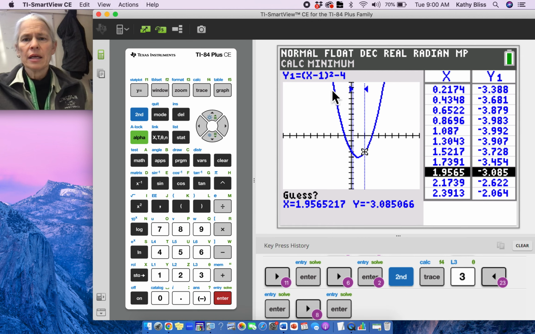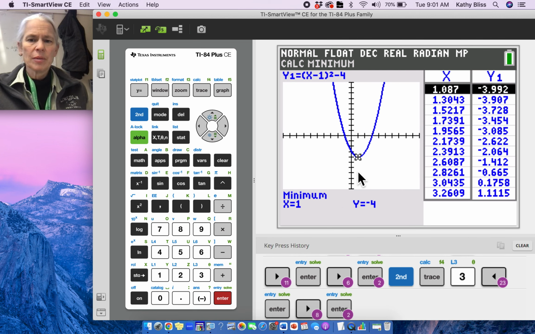Notice here again, the two arrows are pointing at each other. Okay, and you've got these two lines. So it says guess, I don't need to guess. And there's your minimum value, 1, -4.